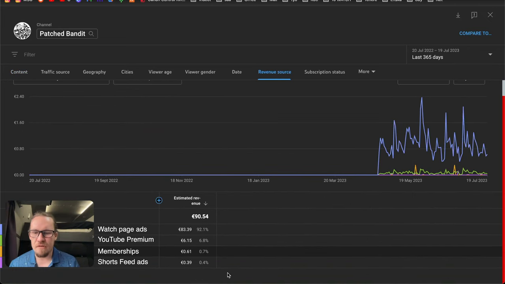You can see the revenue sources in this chart. Watch page ads is most of the money that I get. There is also some money that comes from YouTube Premium subscriptions. So if you have YouTube Premium, I get a little bit of a cut if you watch my videos. And memberships, as you can see, I'm not making that much money from there. And short feed ads is a very low amount, so it doesn't really make a difference here.